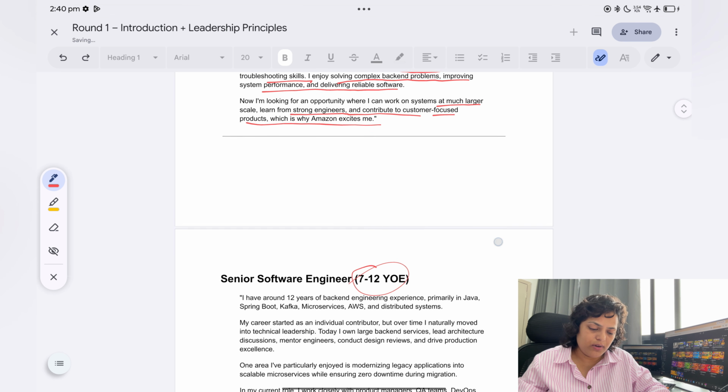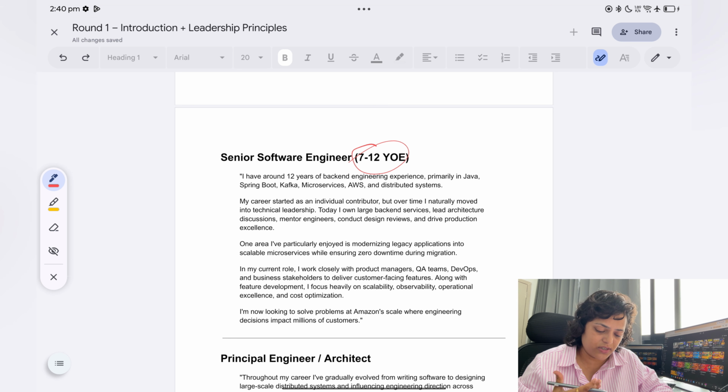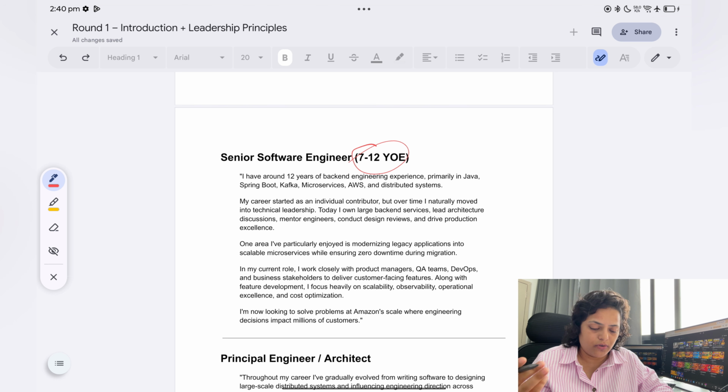Now let's see what a senior software engineer is expected to answer. Again, you can give anything; these are just examples, or you can use this one if it matches your profile. Senior software engineers have 7 to 12 years of experience, so what would be expected there?